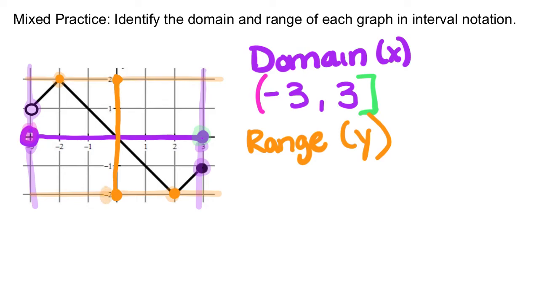So if I record my values, I have a -2 to a +2. And since both of these have closed circles, meaning they include the values, I would use a bracket. So my domain is from -3 non-inclusive to +3 inclusive, and my range is from -2 non-inclusive to +2 inclusive.